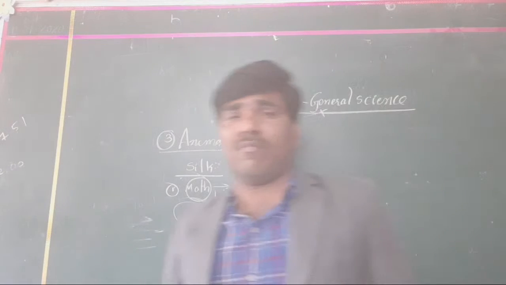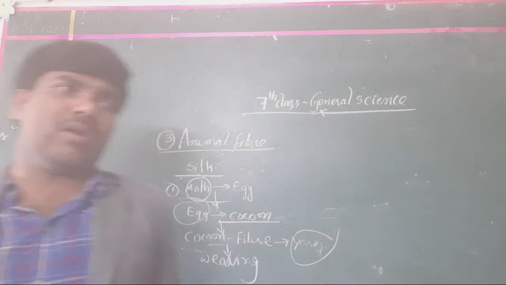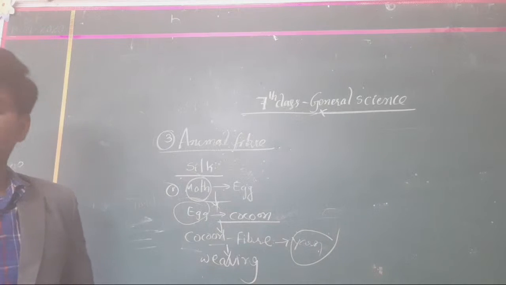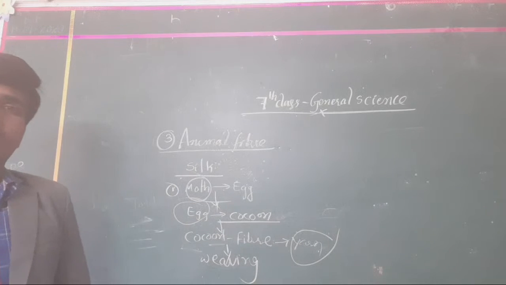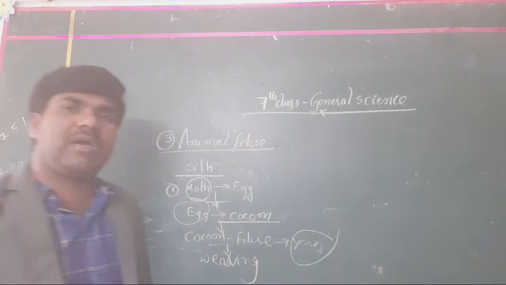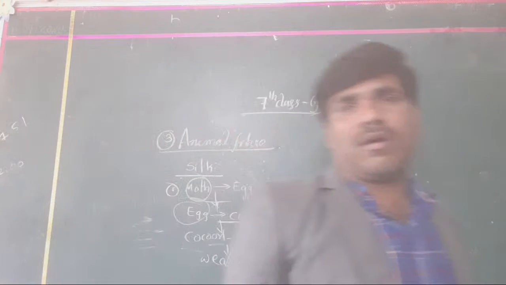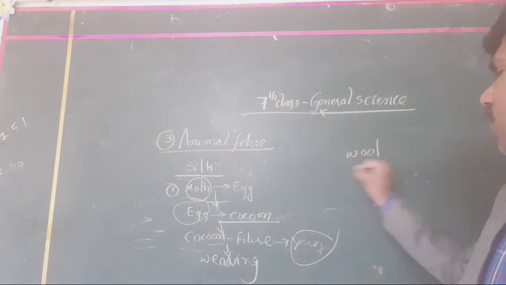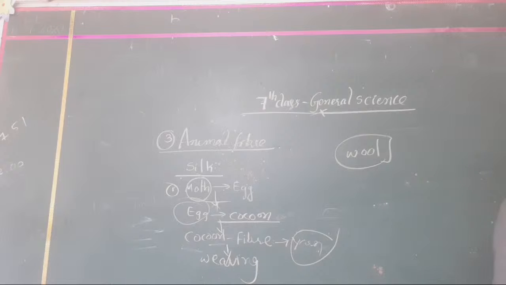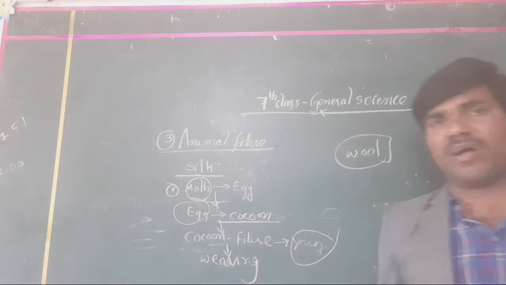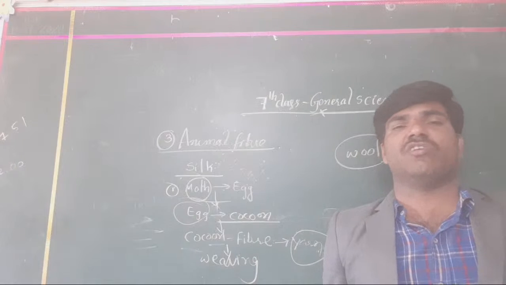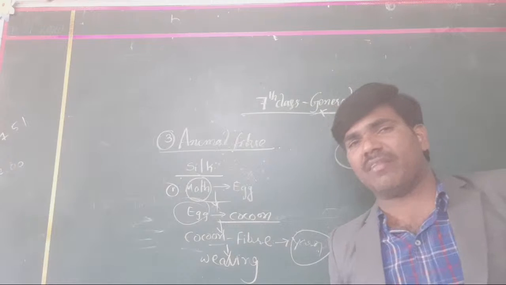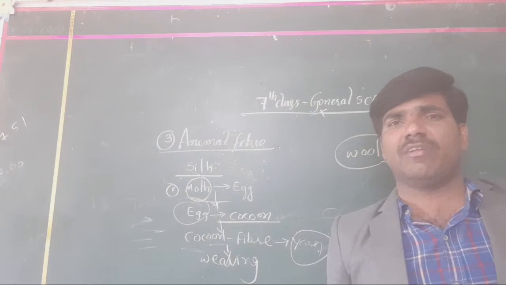In wool there is one big process. What is that big process we consider here? The first one is shearing. Shearing is nothing but what actually? It is cutting the hair of the animals. Wool is nothing but the hair of the animals, like sheep, goat, as well as camel, yak, like that. There are different animals we take.